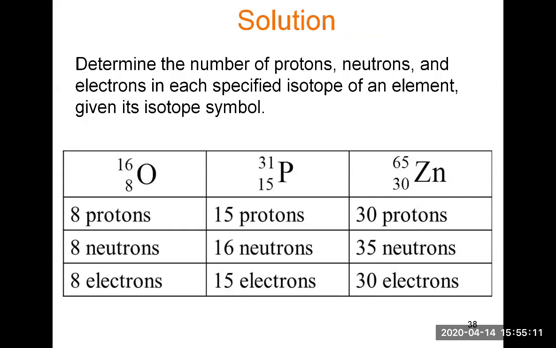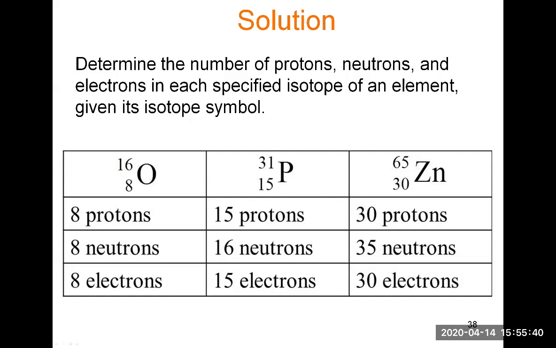So, 8 protons, 8 neutrons, and 8 electrons for oxygen. Phosphorus 31, atomic number of 15. So 15 protons and 15 electrons to make it neutral. And then you do 31 minus 15 to obtain 16 neutrons.